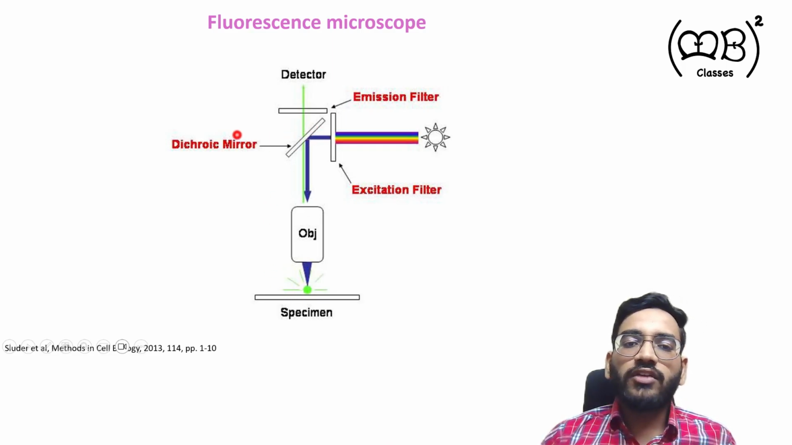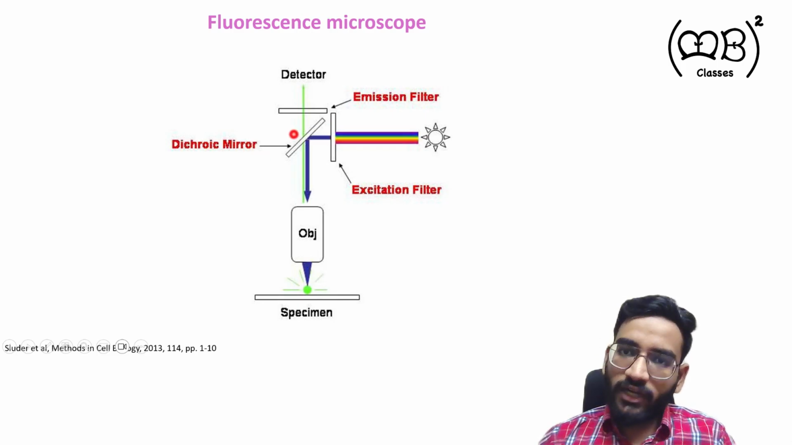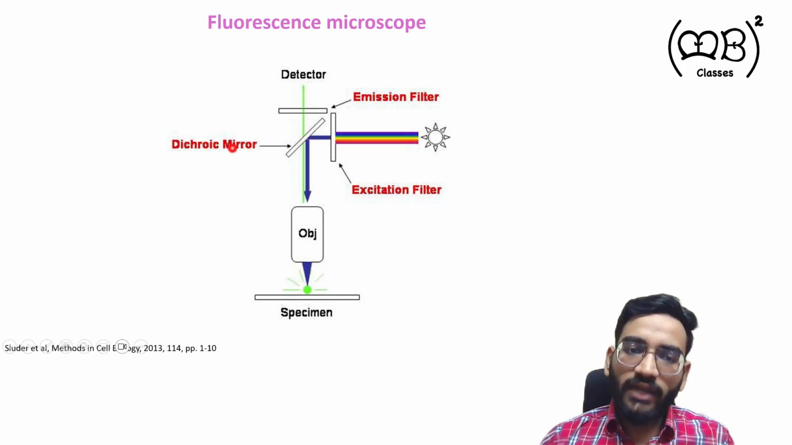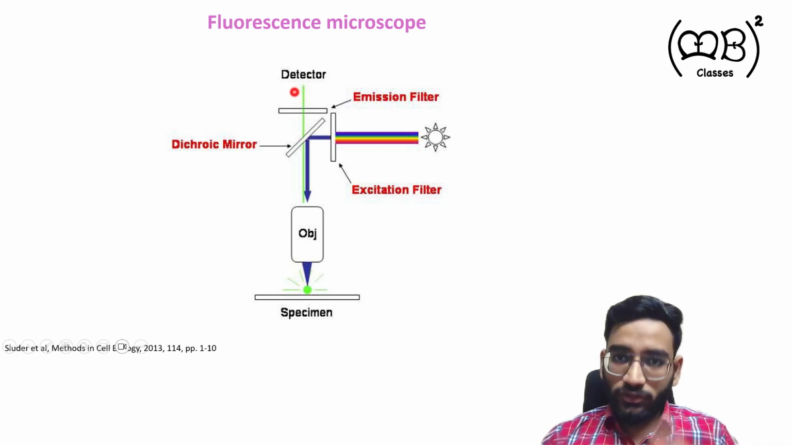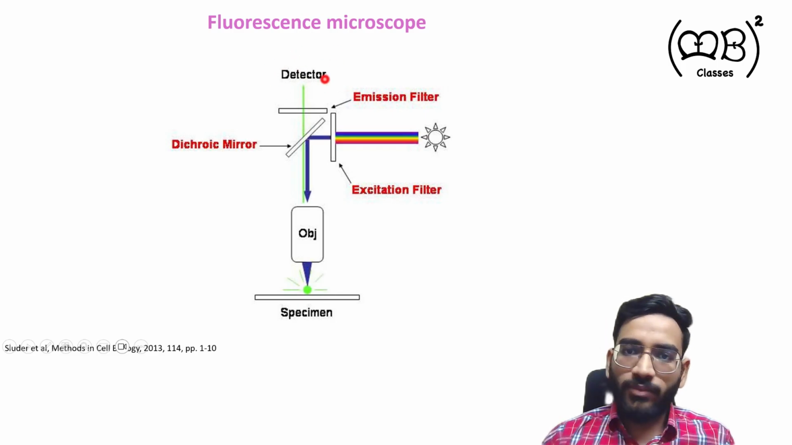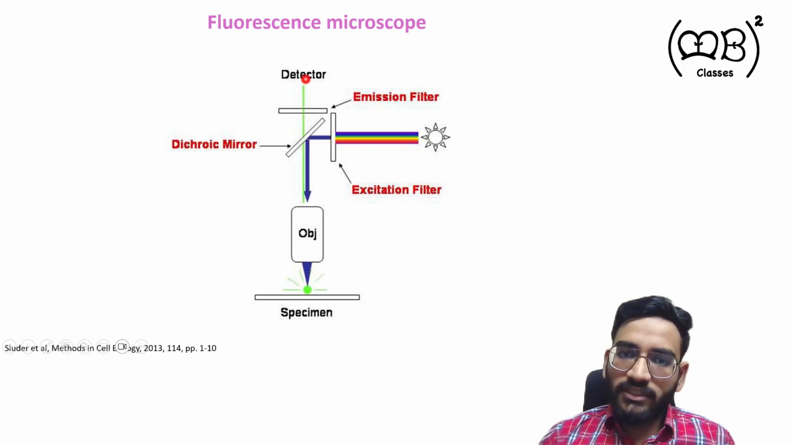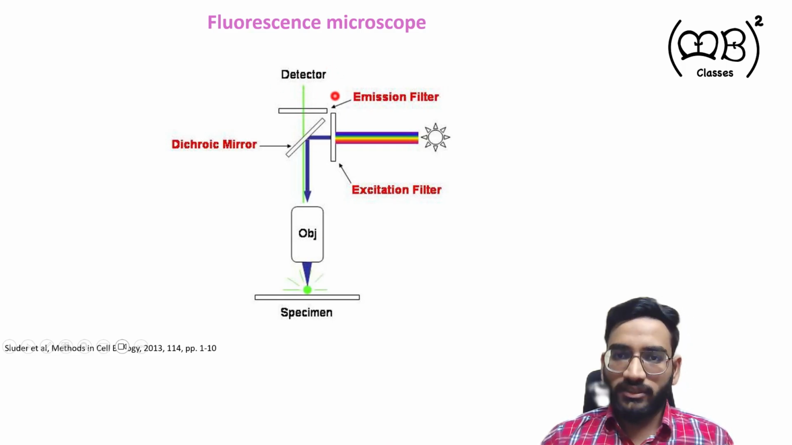That other wavelength of light will be allowed to pass through by the dichroic mirror. That is the property of the dichroic mirror: it will reflect one wavelength of light, and it will let the other wavelength of light pass through. So the other wavelength of light, which is the emission wavelength, will be allowed to pass through, and then it will be detected by the detector. Also, there is an emission filter which will make the emission light more precise.